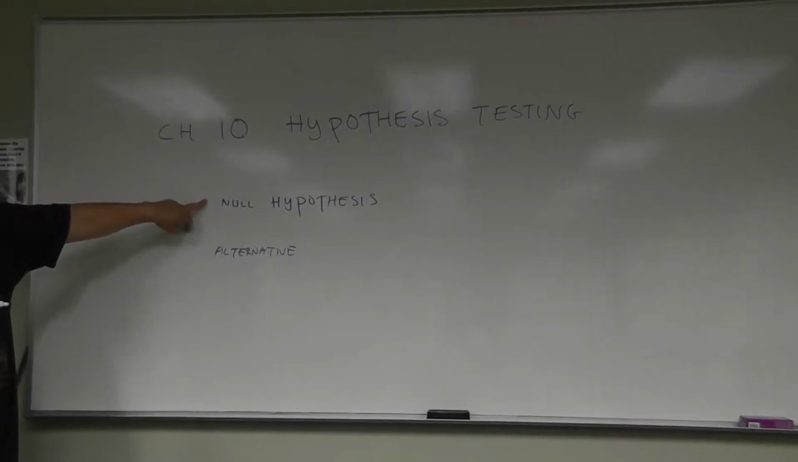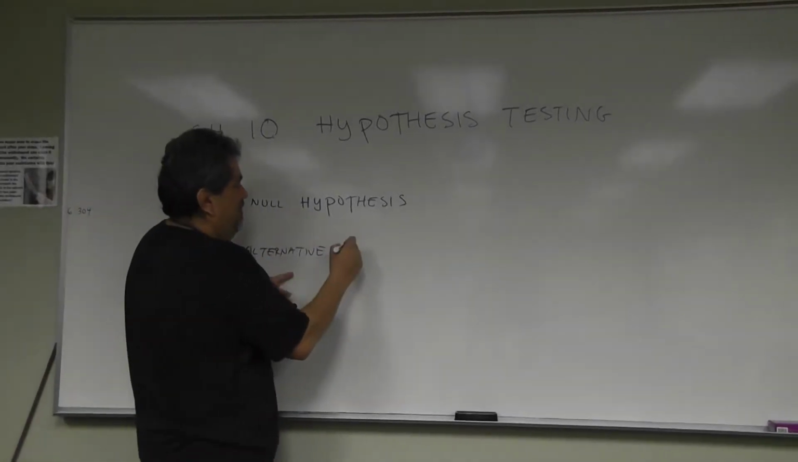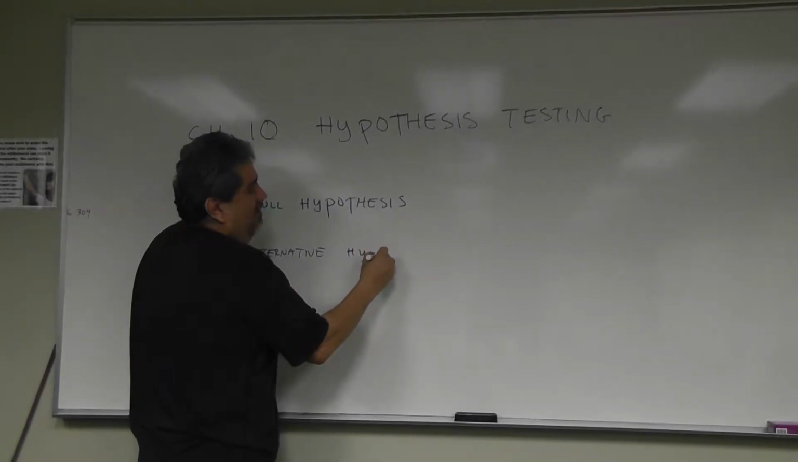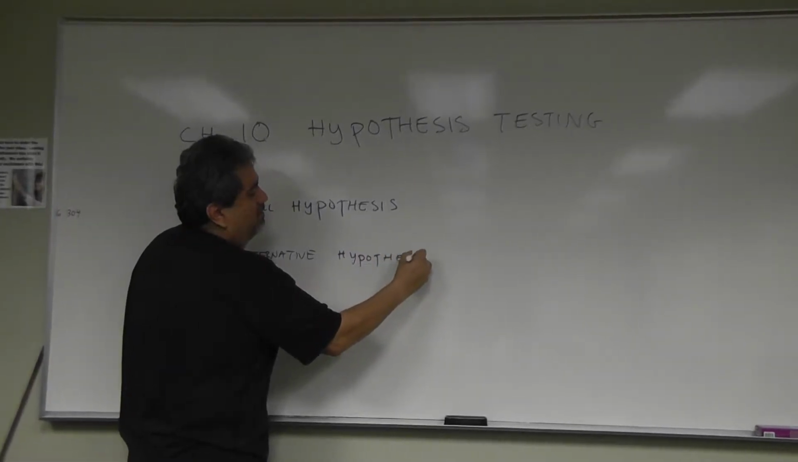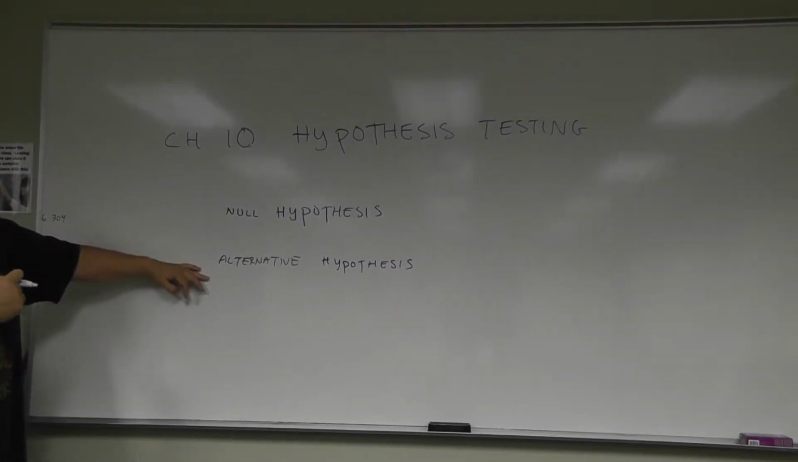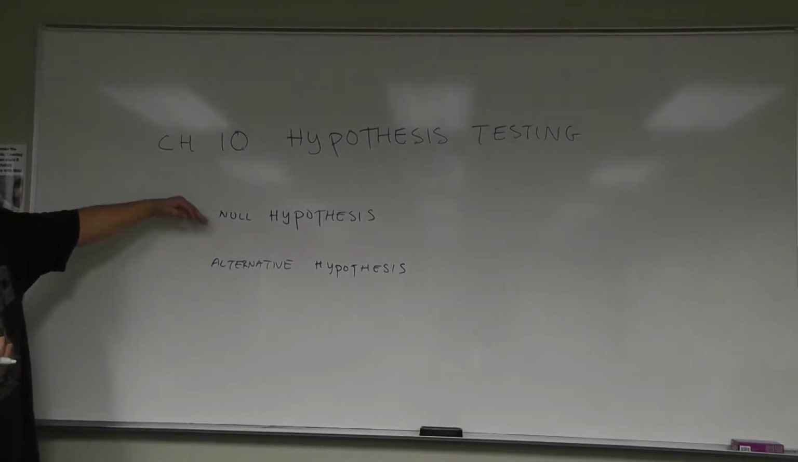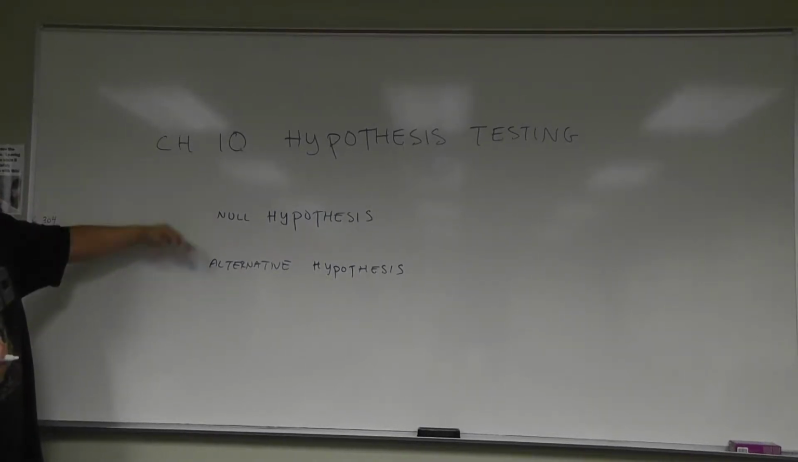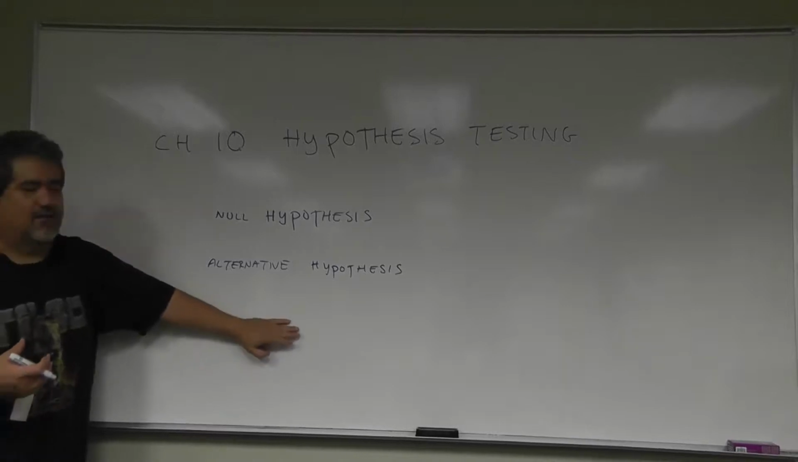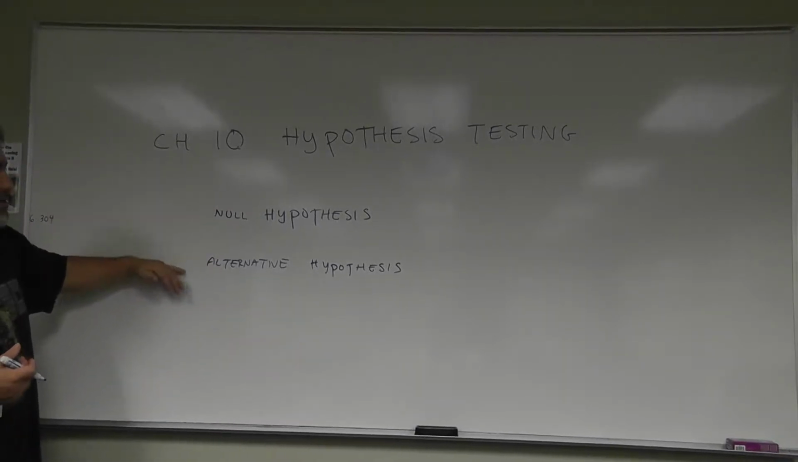First one, you have the null hypothesis. I'll tell you more about this one. And then the alternative hypothesis. There are only two options, right? You either accept this one or accept this one. Sometimes you say, well, I reject this one, which means you accept this one. And there's no other option, right? There's no third alternative. This will be it, the null and the alternative.